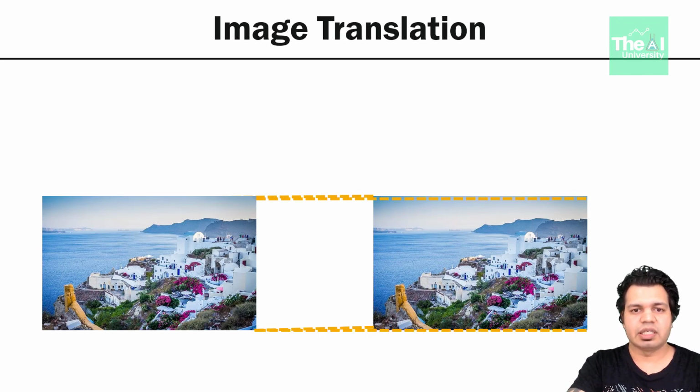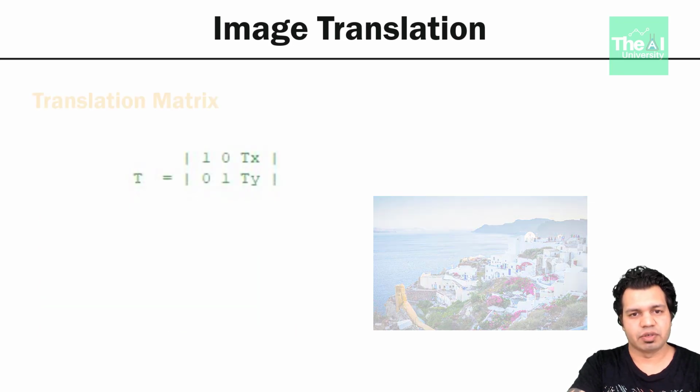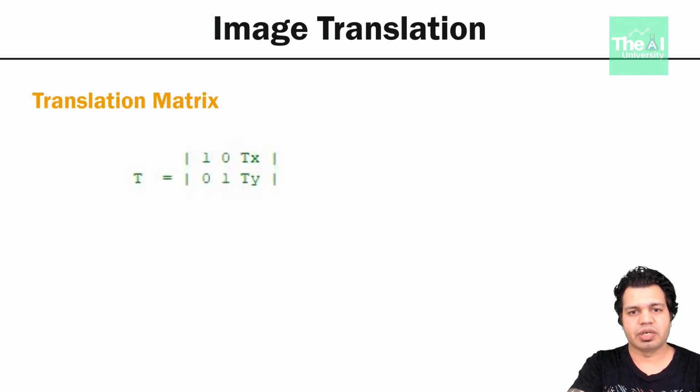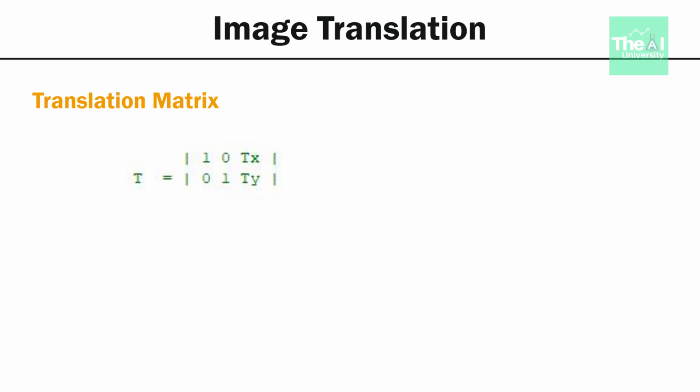Now, in order to translate an image, you need a translation matrix first. This is how a translation matrix looks like. And you might have read about these kinds of matrices in your high school days, right? Here, TX and TY tell us about the shift along the X-axis, that is the horizontal direction, and the shift along the Y-axis, that is the vertical direction, respectively. TX and TY are the directions such as left, right, up, down, or diagonal, where the shift will take place. So let's see how can we do translation using the OpenCV module.